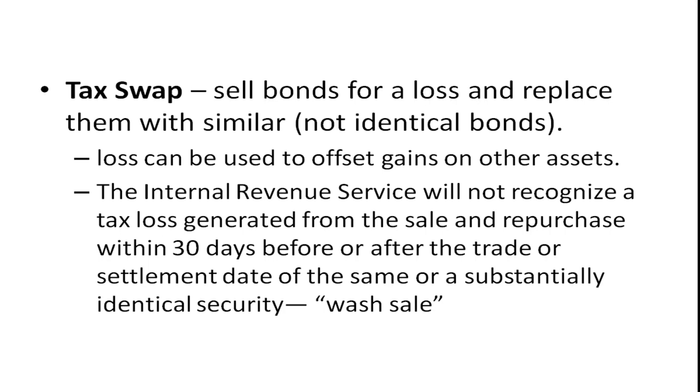Now, you have to be careful if you engage in one of these bond swaps, because the Internal Revenue Service will not recognize a tax loss generated from the sale and repurchase within 30 days before or after the trade or settlement date of the same or substantially identical security, what's known as a wash sale. That is, you can't sell your 20-year IBM bonds at a loss and then turn around and buy those back.